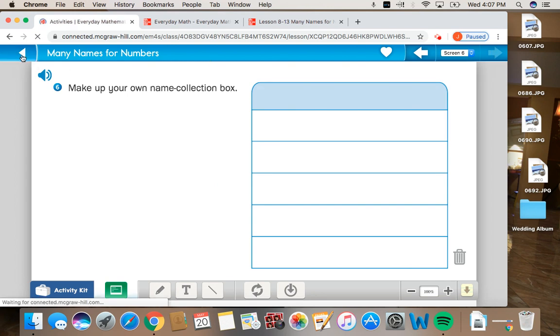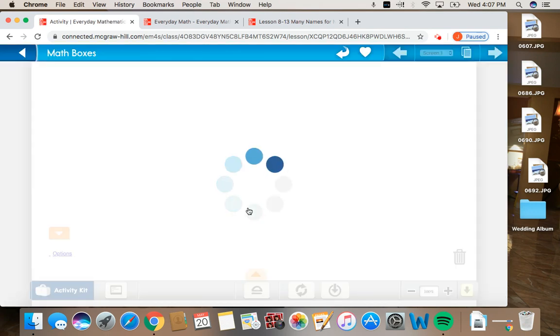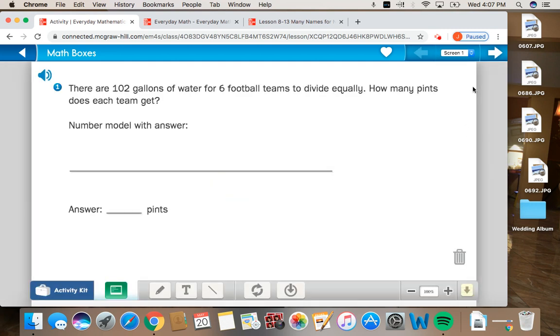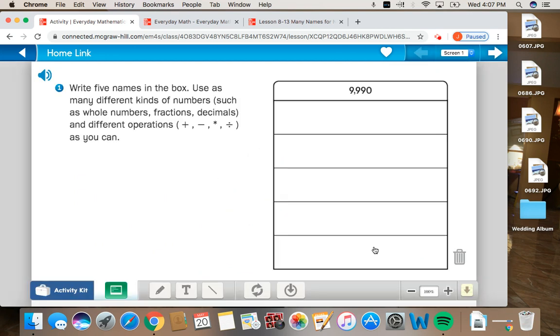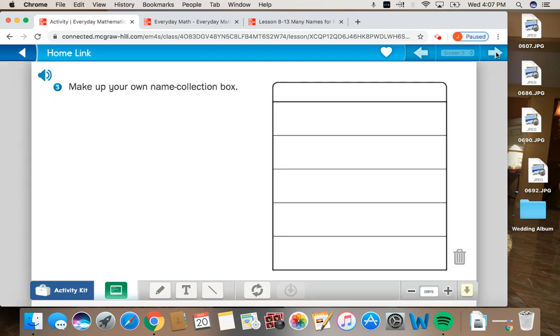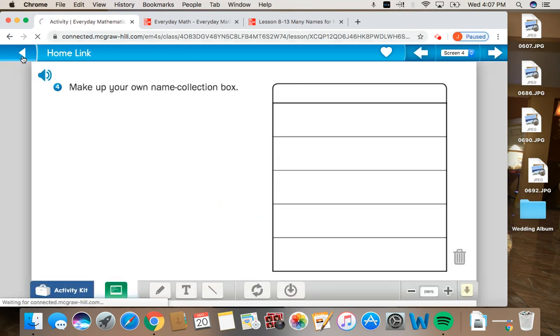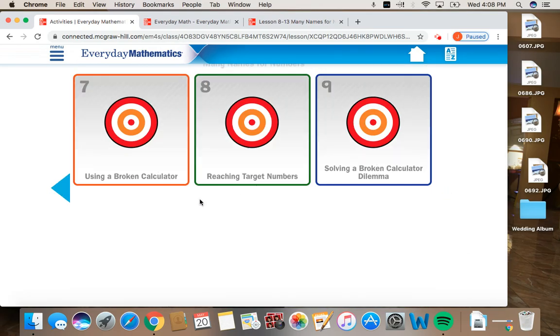All right, so let's go back. And you can do your math boxes for today. You're going to have 5 math boxes. Your home link for today. And notice your home link is going to look just like what we did in class. And you're going to get to make up some of your own as well. And let's see what else is in here. Then you've got 3 different activities here.